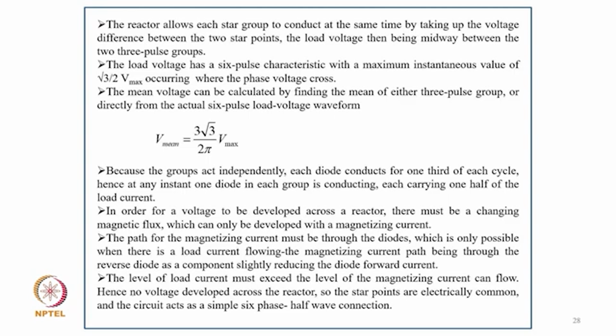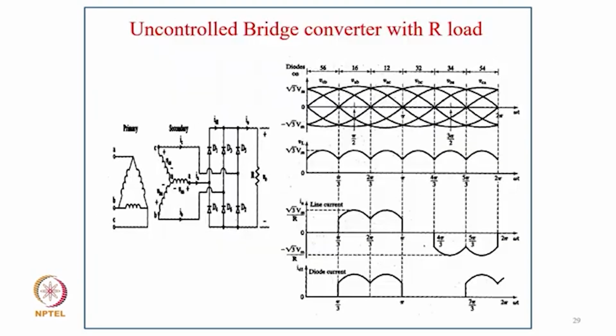So, in order for a voltage to be developed across a reactor, there must be changing magnetic flux, which can only be developed with the magnetizing current, and the path for the magnetizing current must be through the diode. This is only possible when there is a load current flowing, the magnetizing current path being through the reverse diode as a component, slightly reducing the diode forward current. If the level of load current does not exceed the level of magnetizing current, no voltage develops across the reactor. So the star points are electrically common, and the circuit acts as a simple 6-phase half-wave connection.